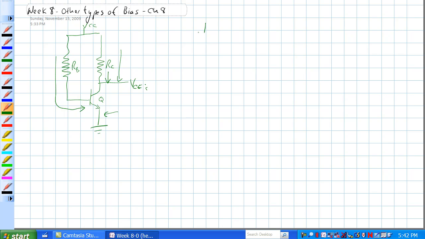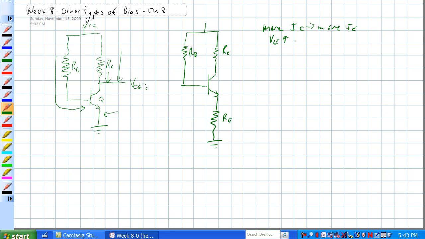So they came up with another circuit very similar to this one. They put an emitter resistor in. So we have RC, RE, and RB. Okay, the way this works is that if you have more IC, it yields more IE, which means the voltage drop increases. Voltage at the base increases, which means the voltage drop here on RB, VRB, actually decreases.